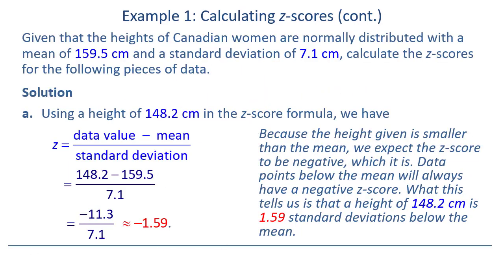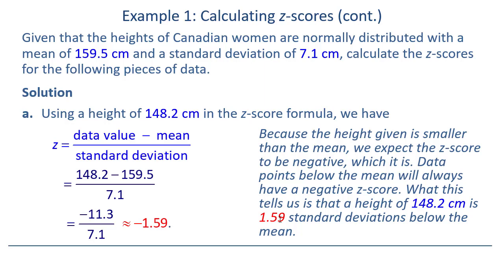Now you might be asking yourself, well, why do we care that it's 1.59 standard deviations rather than just saying it's 11.3 centimeters below? Well, the reason we do this is so that we can compare two different sets of data. So this data is heights of Canadian women, and it's in centimeters. And so somebody who is 148.2 centimeters tall is considered 1.59 standard deviations below the mean.